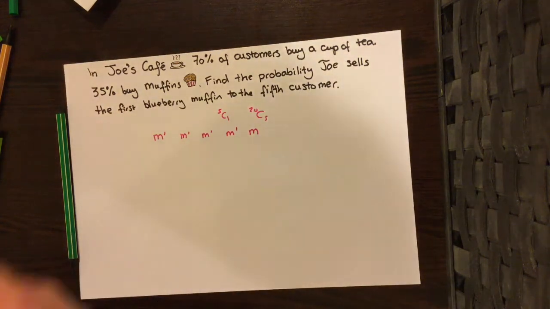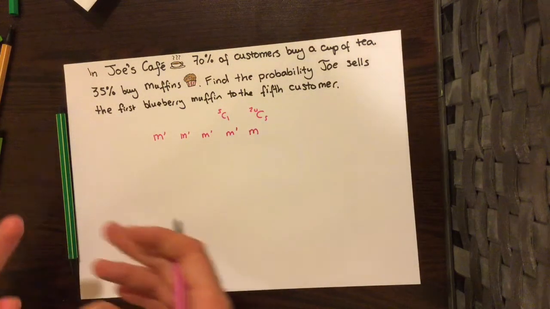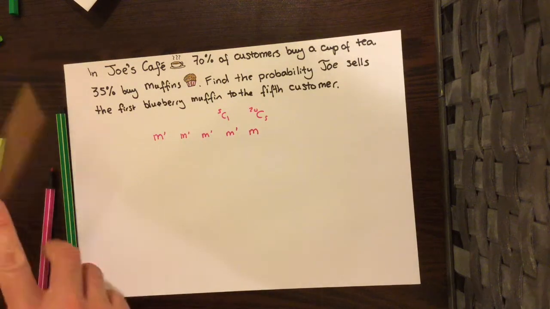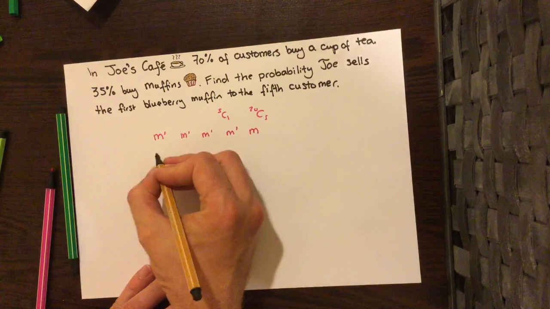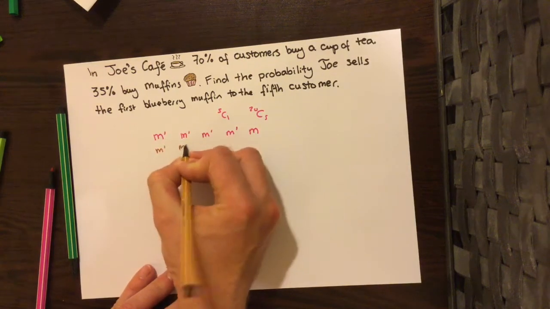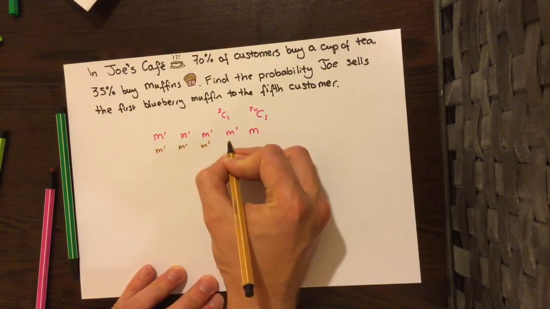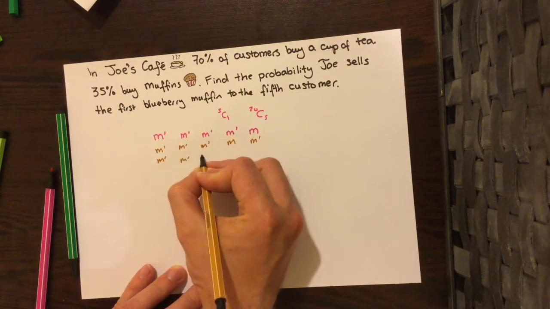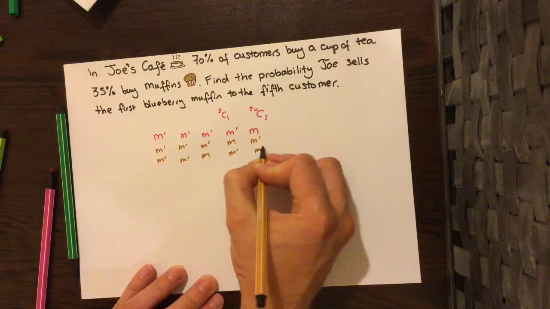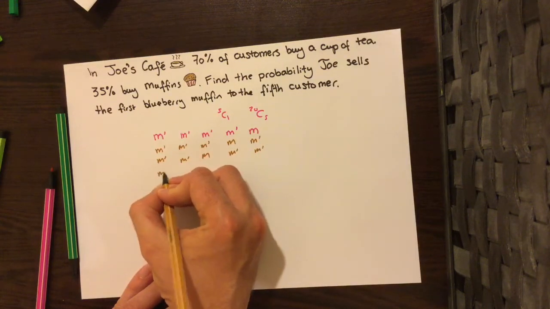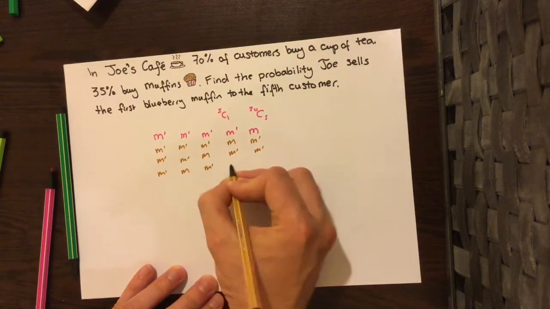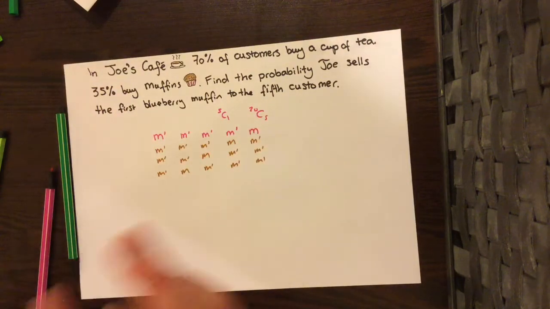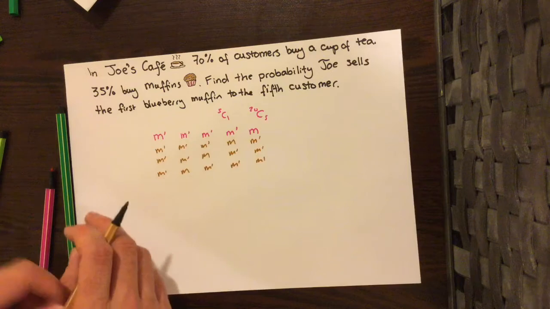Now the normal binomial doesn't really care what order these are in. In fact, it calculates all the orders. So your normal binomial equations will also look at not muffin, not muffin, not muffin, muffin, not muffin, not muffin, not muffin, muffin, not muffin, not muffin, as well as not muffin, muffin, not muffin. You get the picture. So the binomial treats them all as the same sort of thing. We want a particular order.